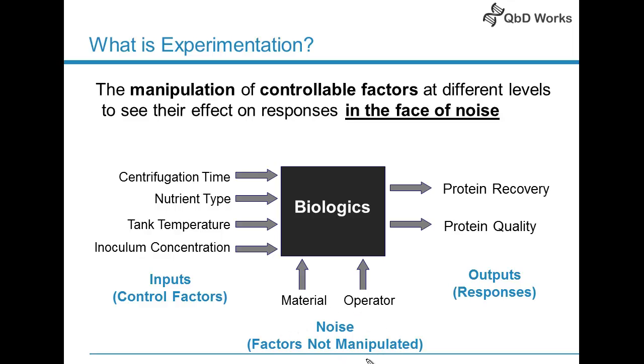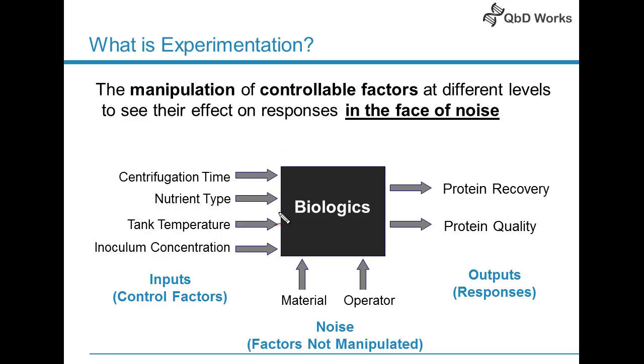In the face of noise, of course, there are many other things that you cannot control on a regular basis. For example, the type of operators, the number of operators that will be producing these outputs, as well as the vendors. They will change over time, and you cannot always see how the vendor is producing the raw materials and so forth.